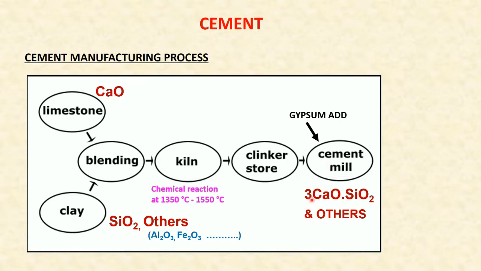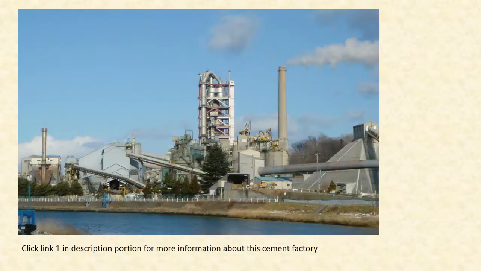This is the main component of fresh cement, tricalcium silicate, and others. The others are dicalcium silicate, tricalcium aluminate, and tetracalcium aluminoferrite. The main component is tricalcium silicate. Cement factory.